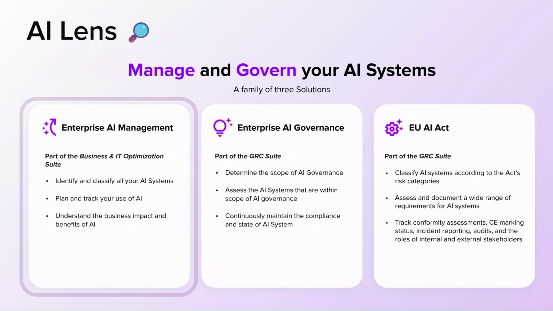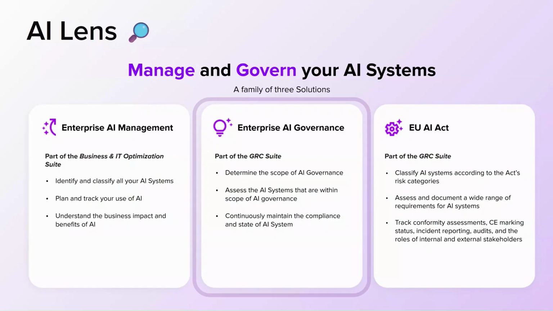Enterprise AI Management is your starting point. It enables you to identify and classify your AI systems, and to track their use and analyse the business benefits that flow from their use. The governance solution builds on that, providing you with the tools to govern your organisation's use of AI, assessing your AI systems and documenting your compliance with regulations, policies and principles. Let's look at the AI management first.